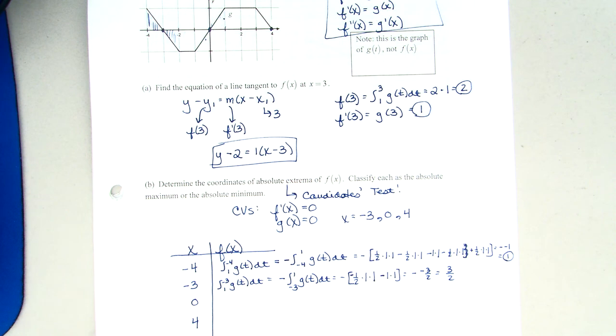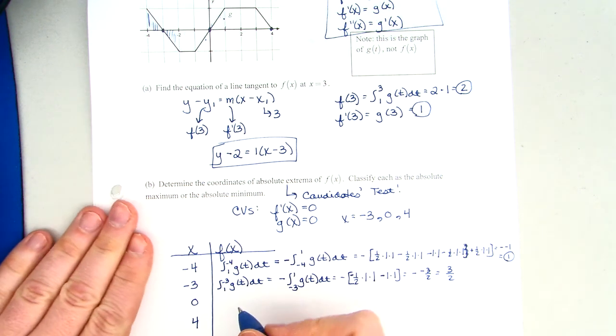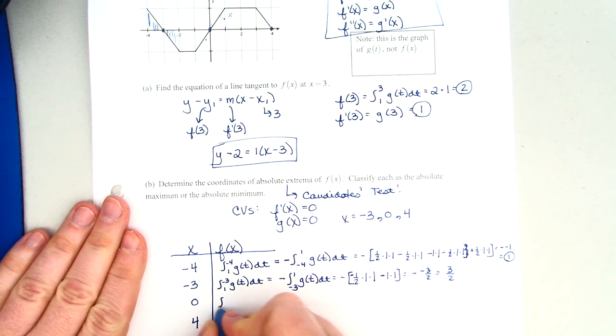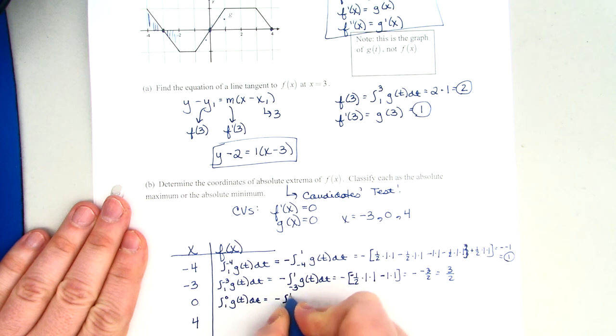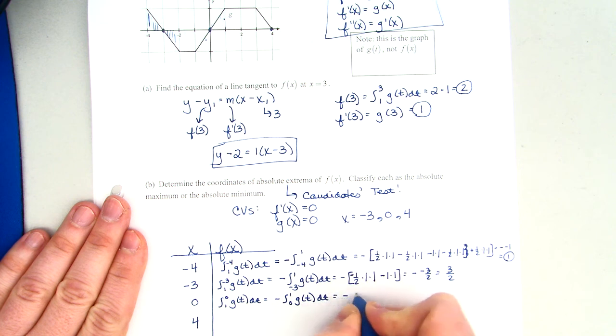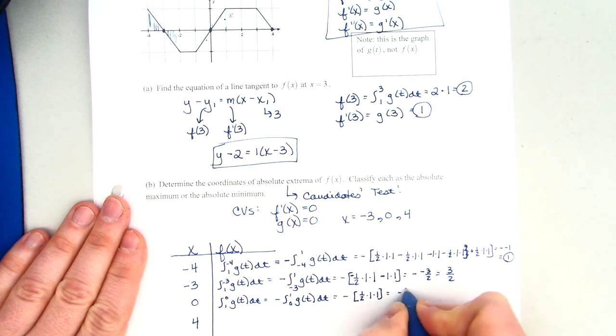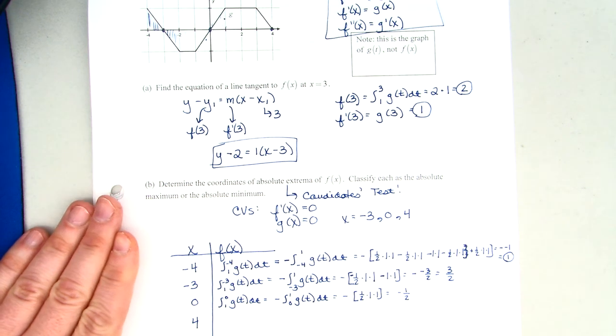Tell me, what am I looking for next? F of 0 is the integral from 1 to 0 of g of t dt. That's negative the integral from 0 to 1 of g of t dt. That's negative. Okay, 0 to 1, that's a triangle above the x-axis. 1/2 times 1 times 1. I am thinking -1/2 over there.